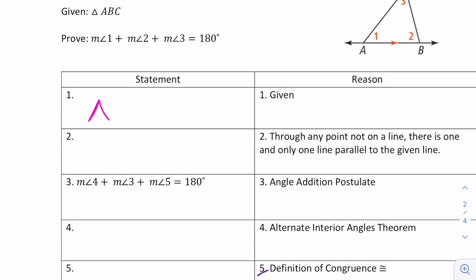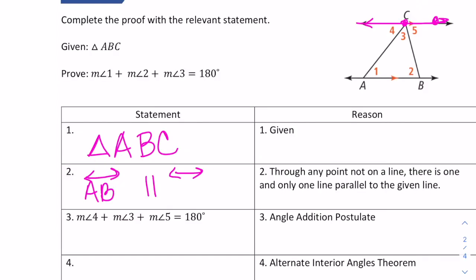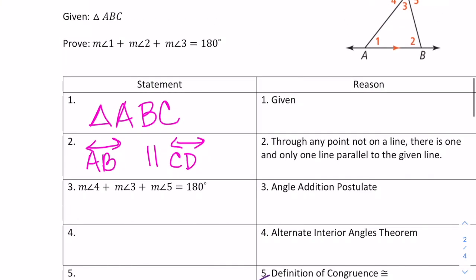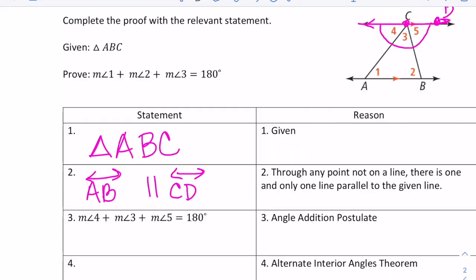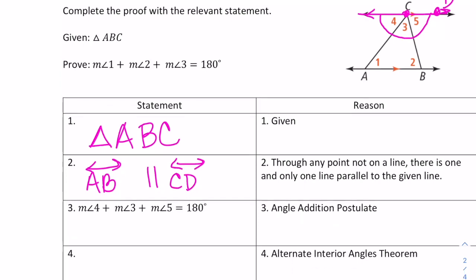So we know that this is a triangle with vertices A, B, C, and through any point not on the line, there's going to be one line parallel to the given line. So line AB will be parallel to line CD, because we need 2 points for a line. Now looking at the angles, these three angles, 3, 4, and 5, are going to add up to equal 180 degrees. That's using the angle addition postulate.